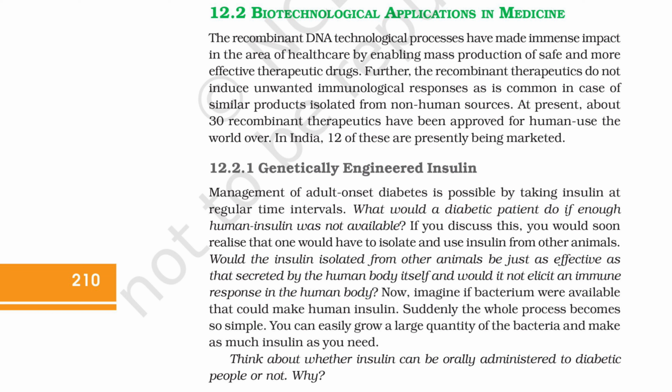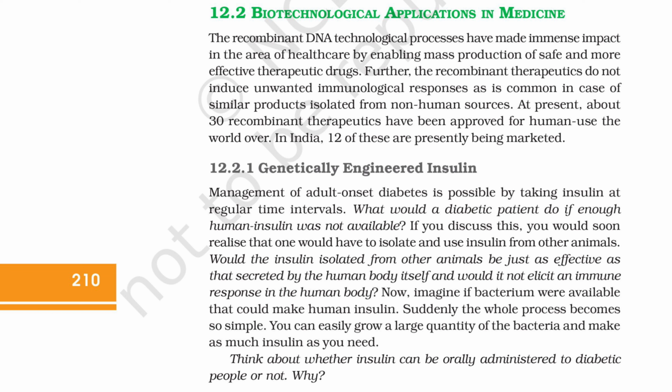Genetically engineered insulin. Management of adult-onset diabetes is possible by taking insulin at regular time intervals. What would a diabetic patient do if enough human insulin was not available? If you discuss this, you would soon realize that one would have to isolate and use insulin from other animals. Would the insulin isolated from other animals be just as effective as that secreted by the human body itself, and would it not elicit an immune response in the human body?